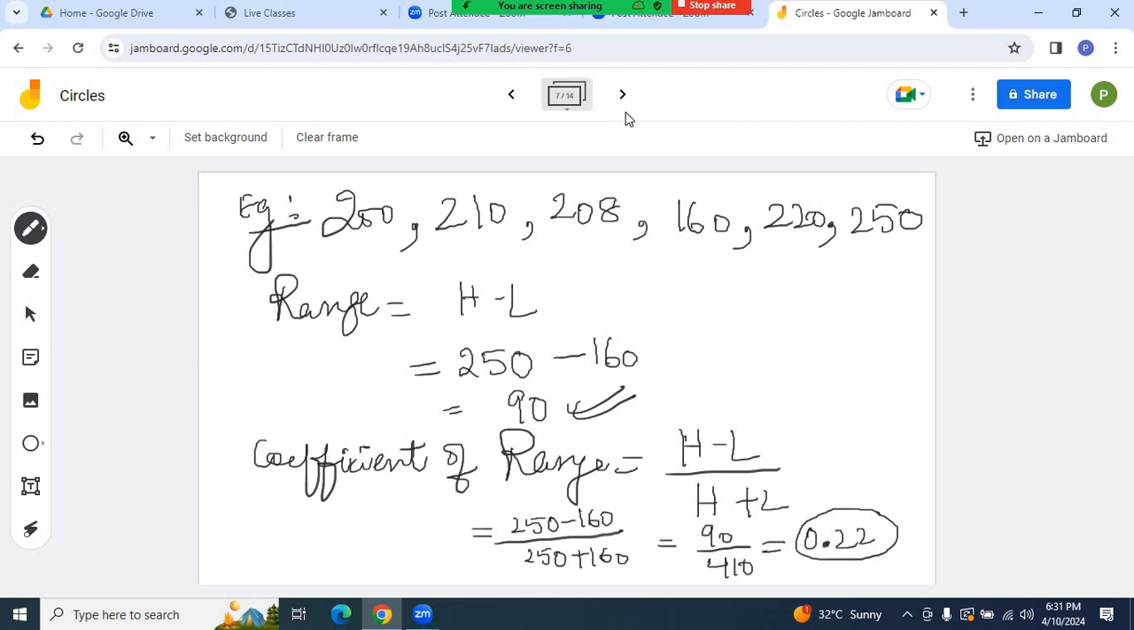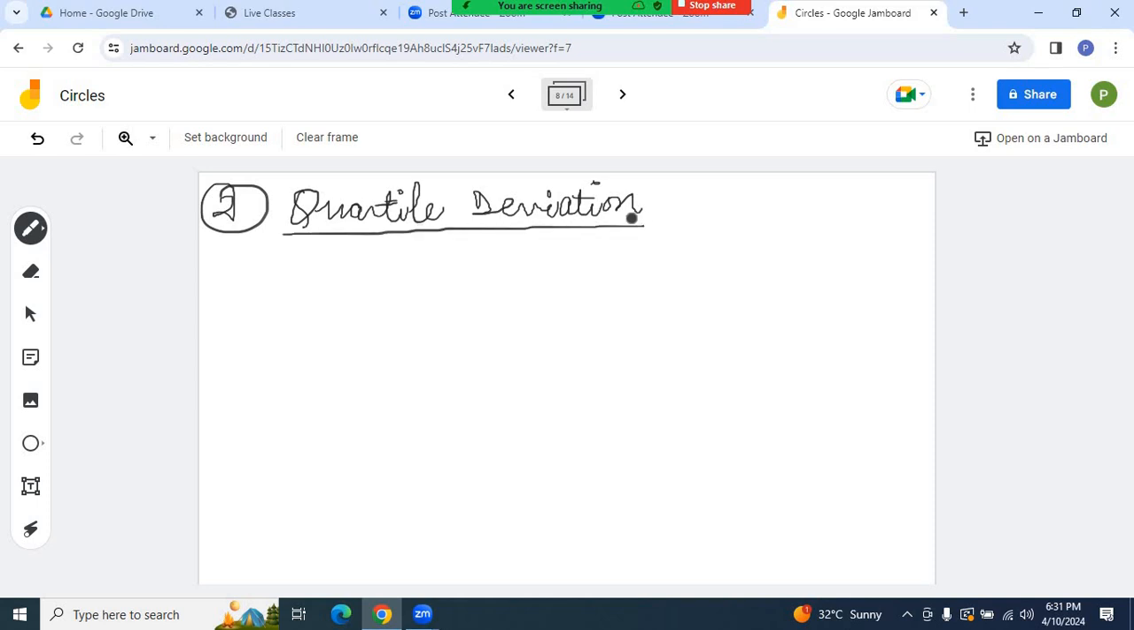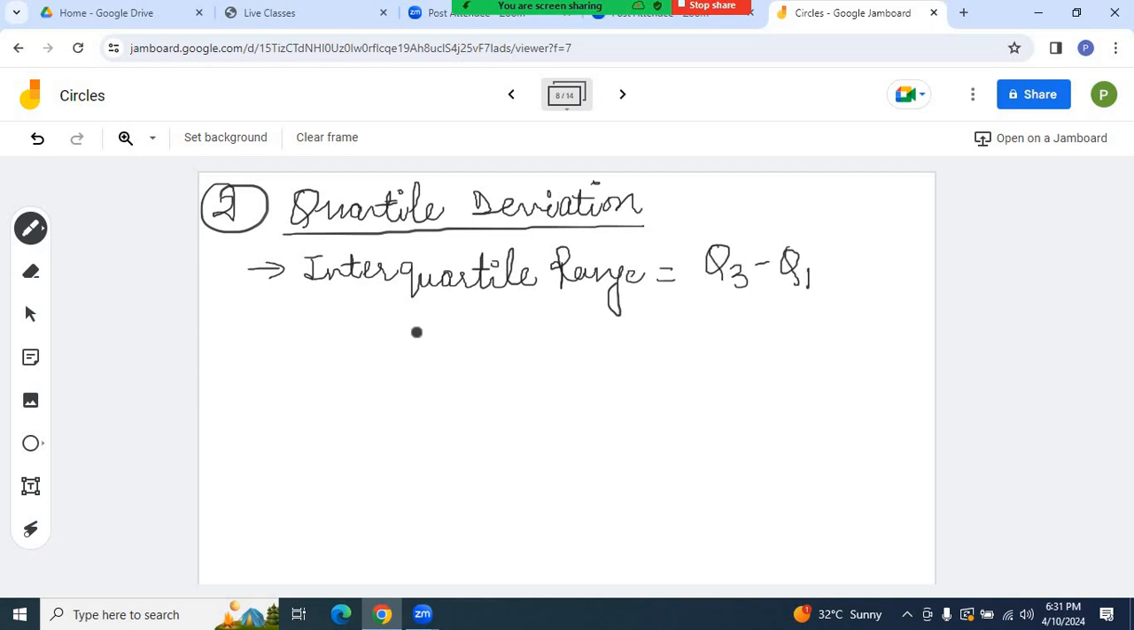Next topic, range is done. Second is quartile deviation. I hope you remember the formulas for quartiles Q1, Q3. It will be recapitulated when we do the question. In quartile deviation, first you should know about the interquartile range. Interquartile range is, yesterday we studied Q1, Q3, Q3 minus Q1. This is the interquartile range.